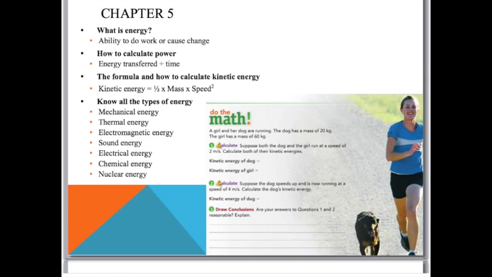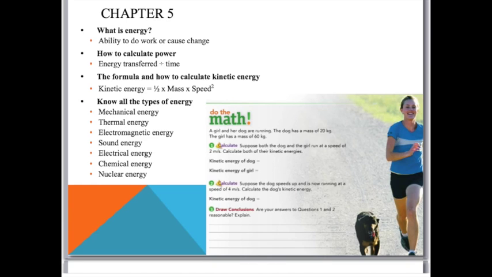Chapter 5. Now this is what we just took our quiz on Friday. Energy is the ability to do work or cause change. How to calculate power. Some of these formulas, we've already brought up density, but these other formulas that are listed on here will be available on the screen. So you do not need to memorize these when we do power and we do kinetic energy. And kinetic energy is going to go here in the box.